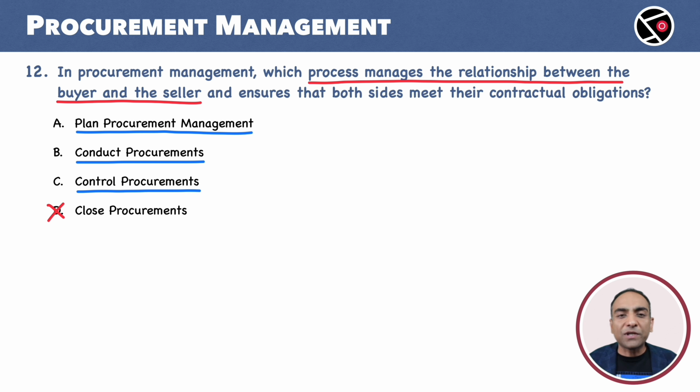Conduct procurement is the actual execution of the plan defined in the plan procurement, while control procurement ensures that the conduct procurement processes follow the rules defined in the plan. This includes managing and ensuring that the conduct of the seller and the buyer is in accordance to the contract. Contract's terms and conditions are important drivers to maintain healthy buyer-seller relationship. We drop A and B. C is our choice.